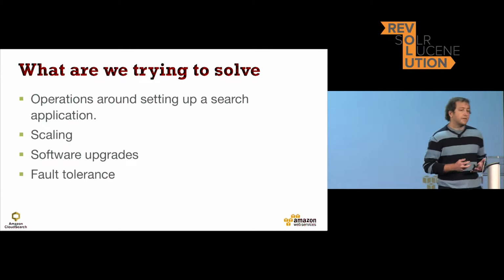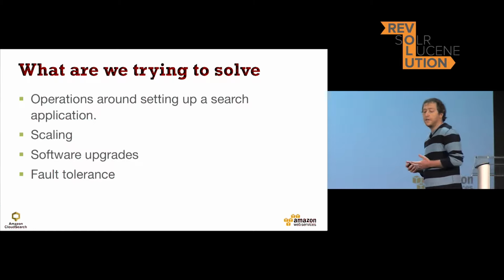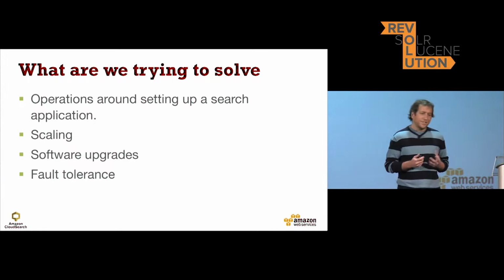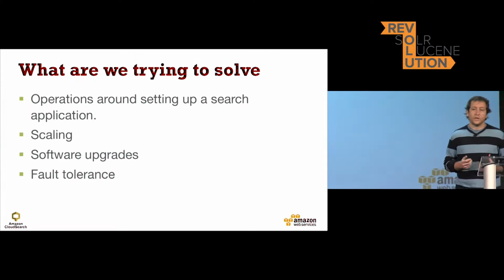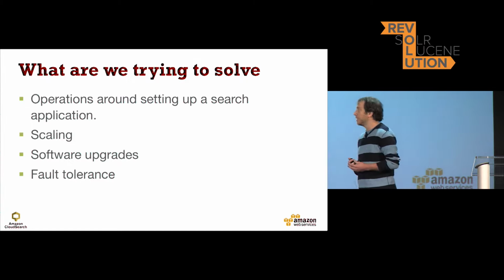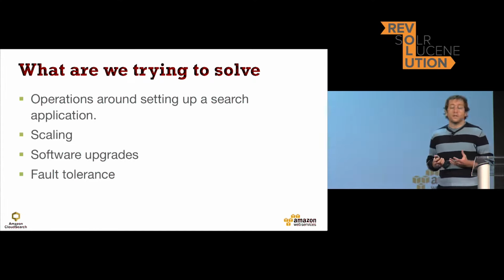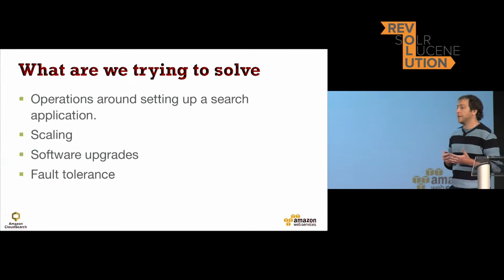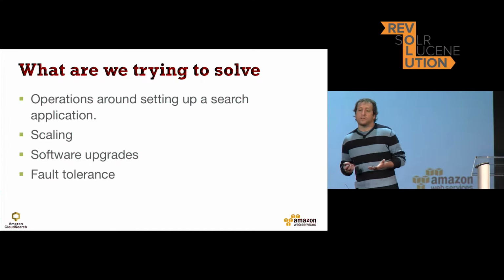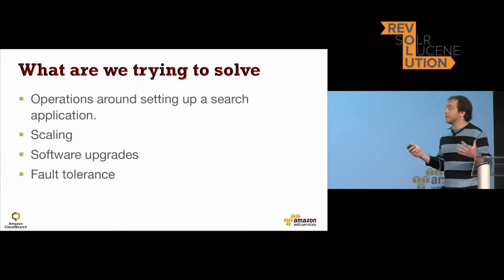We try to solve scaling so that you don't have to worry about scaling your domain for data or for traffic. If you are using Solr or Elasticsearch or any other engine on top of Lucene, you know that every couple of months there are new versions that come with new improvements and new features, but you need to upgrade to get those. In CloudSearch, we do those upgrades in the background without any downtime, so you don't have to do those upgrades. And finally, Amazon CloudSearch is fault tolerant, so you don't have to architect your search application to be fault tolerant. CloudSearch already is.